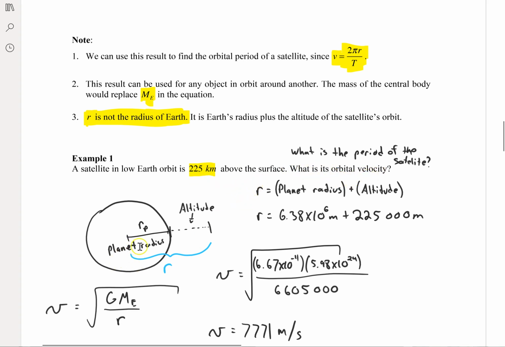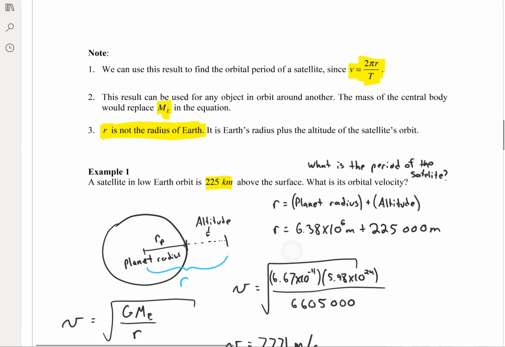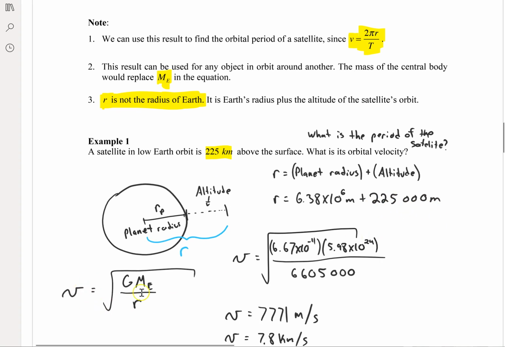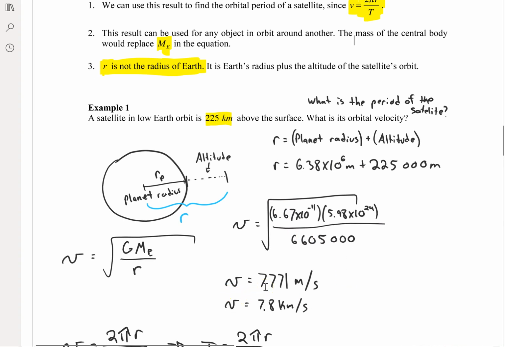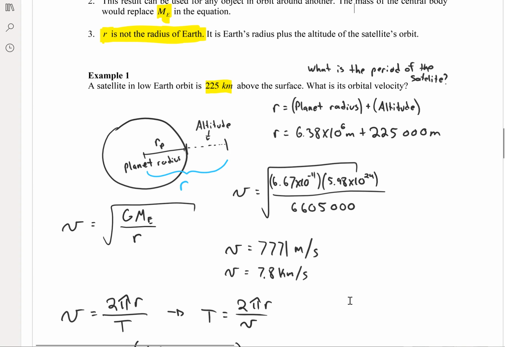So first things first is my radius for my equation is going to be my planet radius plus my altitude. I got my planet radius here from my data sheet, my data table, and my altitude is 225 kilometers, or 225,000 meters. And then I use this equation here, which was from earlier. So I take the square root of my gravitational constant, mass of the Earth, divided by the radius, which I just calculated from here, and I do all of that, and I get it is traveling sideways at roughly 8 kilometers per second, or 7,771 meters per second. So that's really, really fast.